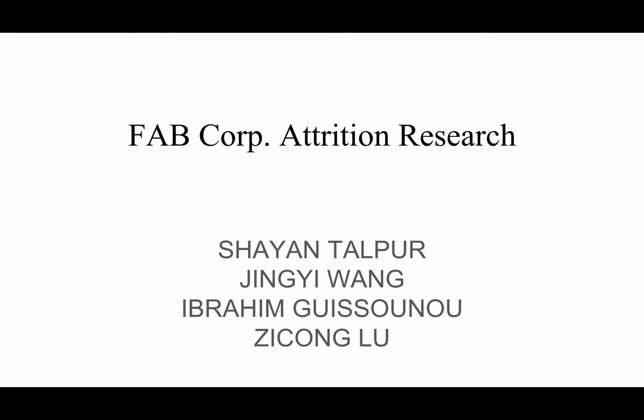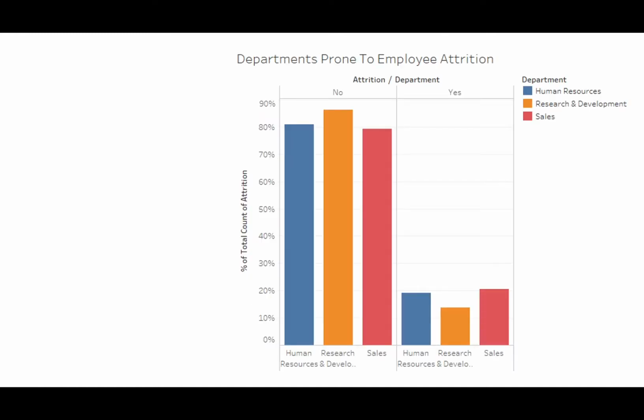Starting with the specific departments that are prone to employee attrition, among human resources, research and development, and sales, the highest turnover rate belongs to the sales department, where 20.6 percent have recorded attrition. The second highest attrition rate belongs to human resources with 19.05, and finally research and development with 13.84. There are various reasons behind it, and we will explain those reasons in our group report and individual report.